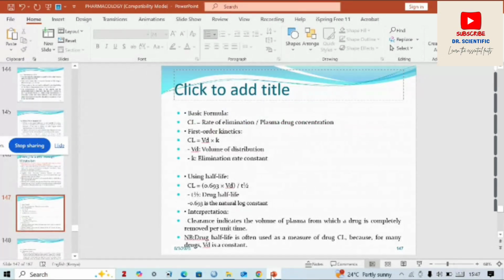Now, in that slide, clearance is equal to rate of elimination over plasma drug concentration. First order kinetics: clearance is equal to volume of distribution times a constant. In that constant, we have K.